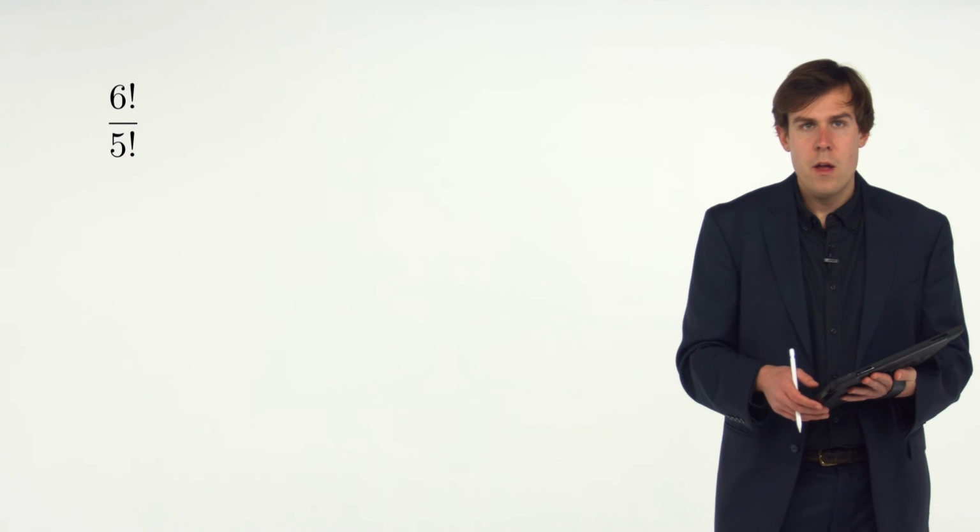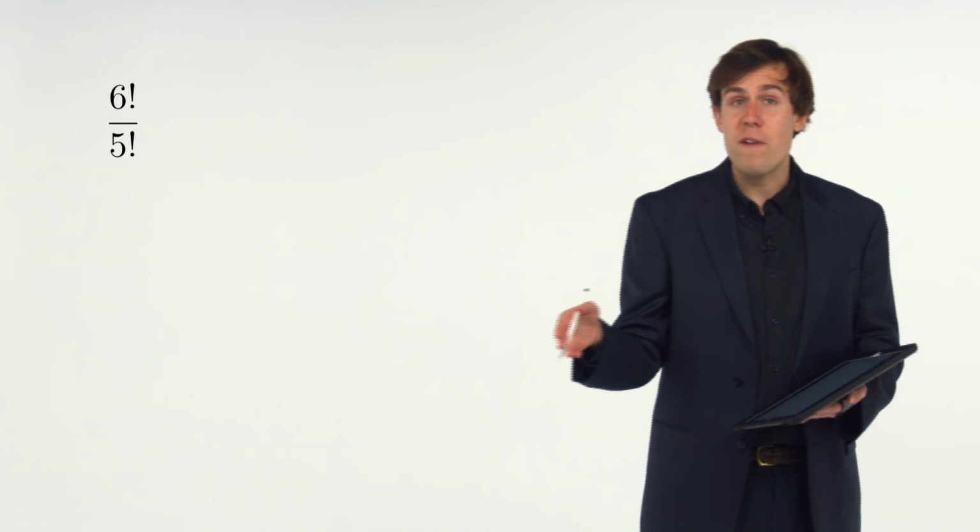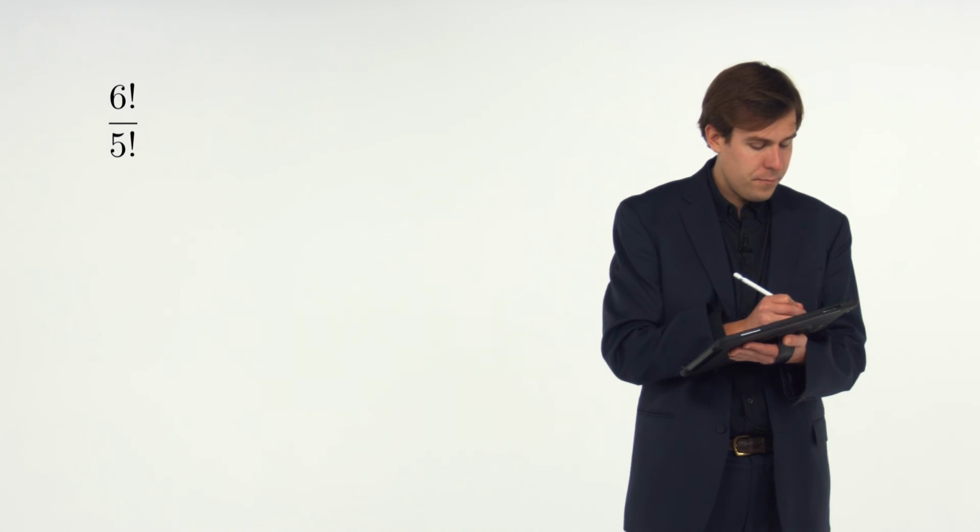6 factorial divided by 5 factorial. Now there's two ways I think to do this. There's the naive way in which you compute 6 factorial, then you compute 5 factorial, and then you divide those two numbers. The slicker way, which I encourage you to try to do, is to write out the rule for factorial and see that we'll get many cancellations in this division.